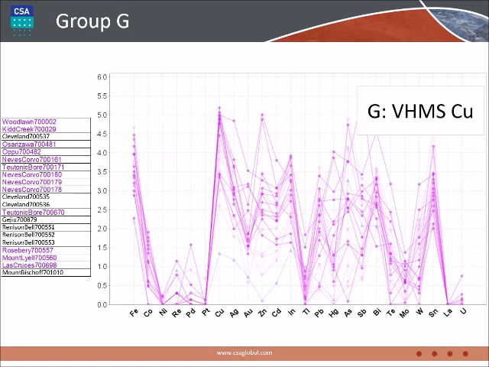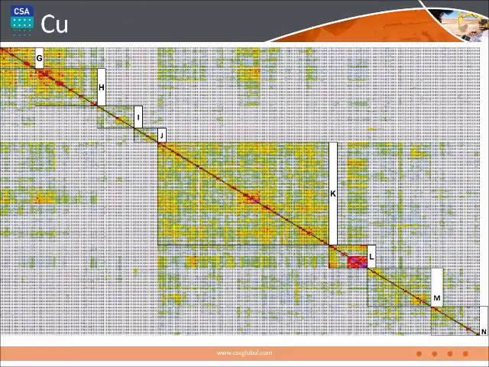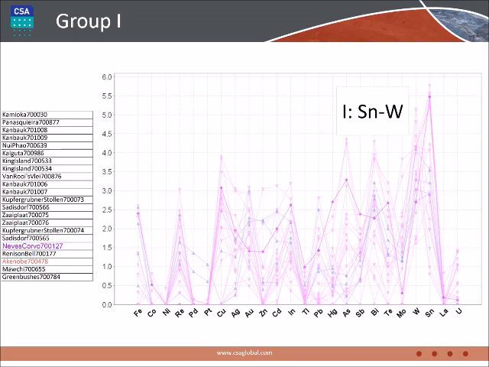We'll skip along to I. Now we see that I does not have a lot of bright colour in it, so we're going to have quite a scattered population here. But it has captured a lot of tin-tungsten mineralisation, so they're all coloured black. There's just one VMS and a porphyry tin mineralisation. But what really unites this clan is the high tin and/or tungsten.